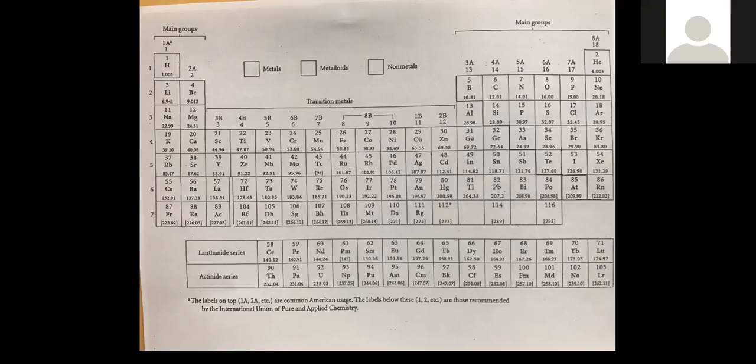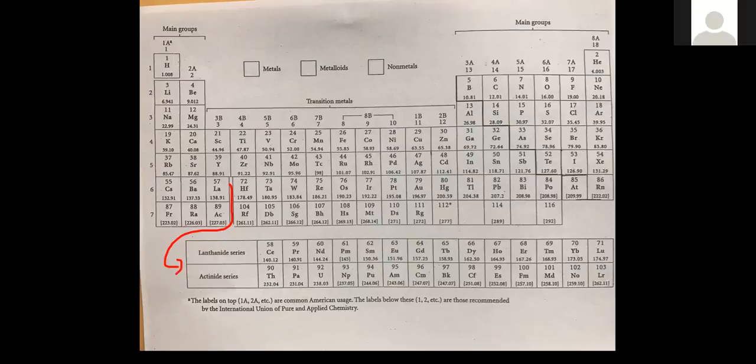And then if you want to name all of the groups across the table, you'll go 1 through 18. And so these ones in the middle are called your transition metals. You also have your lanthanides and actinides. So these lanthanides and actinides technically belong right here, right? It's like you cut these out and put them on the bottom, and I'll show you why we do that.